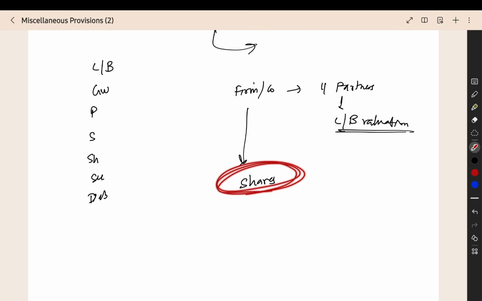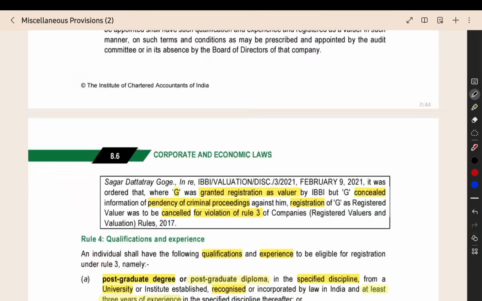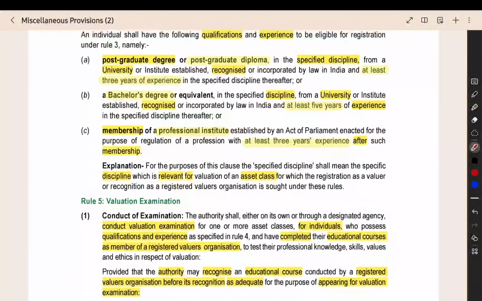for shares. So in your firm there is no registered valuer who can do the share valuation. Everyone is qualified only for land and building valuation. So you can ask for the registration certificate only for land and building. You cannot go for shares. So that also they have given here.